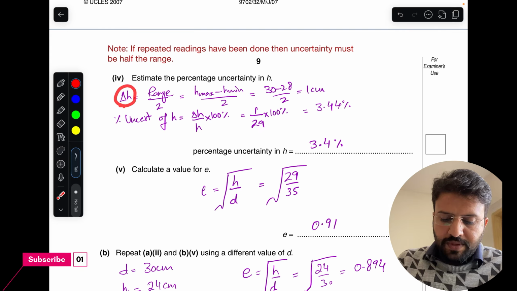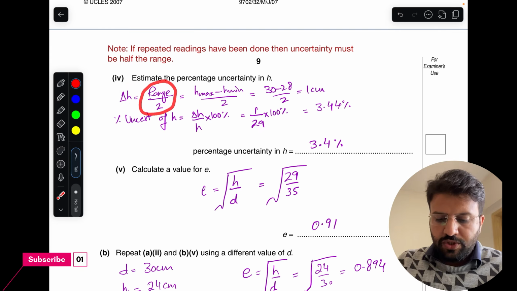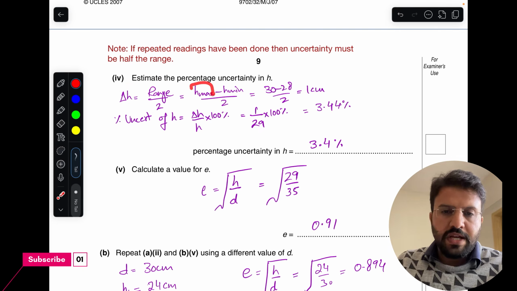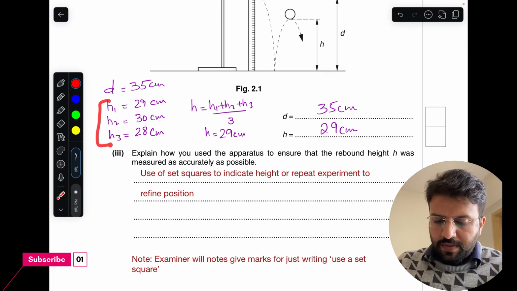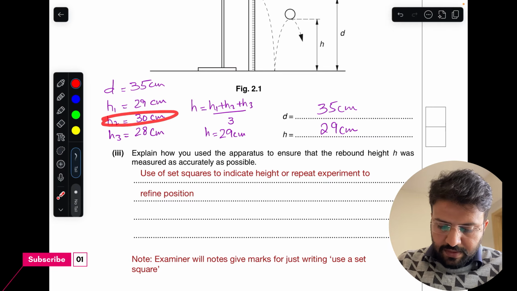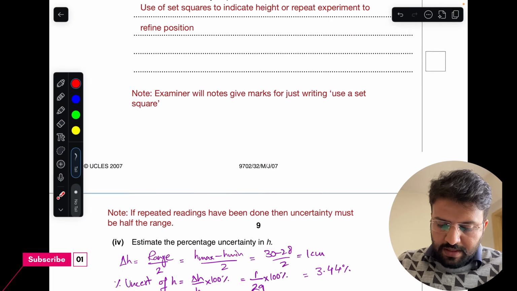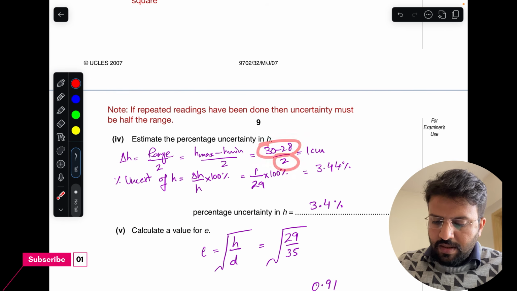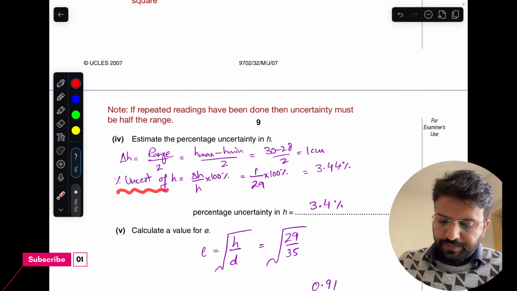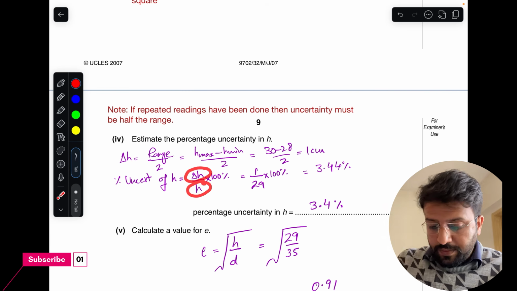So what is the method? The absolute uncertainty delta H will be equal to half of the range. What is the range? The range is the maximum value and the minimum value that you have measured above. I have 3 different values. Maximum is 30 and minimum is 28. So my range is 30 minus 28, and you have to divide by 2. I will get 1.